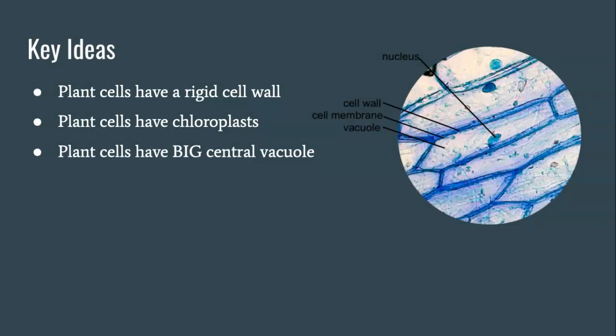So key ideas. Plant cells have a rigid cell wall. Plant cells have chloroplasts. And they also have a huge central vacuole.